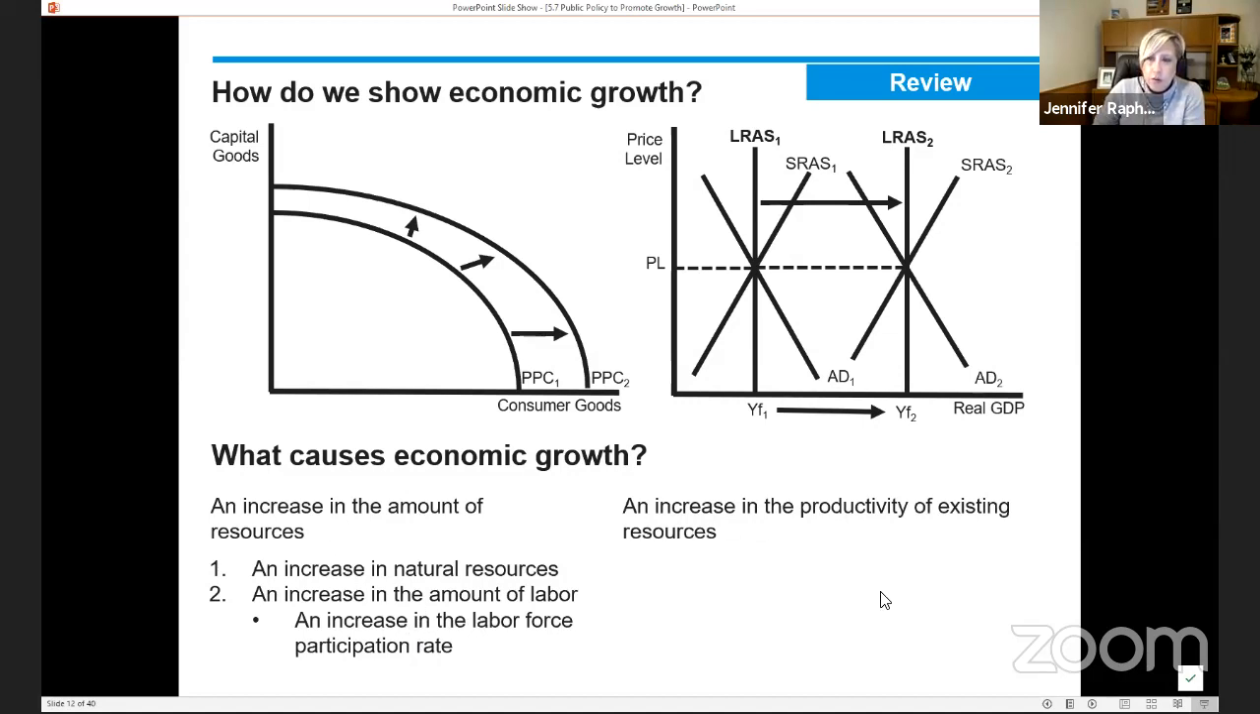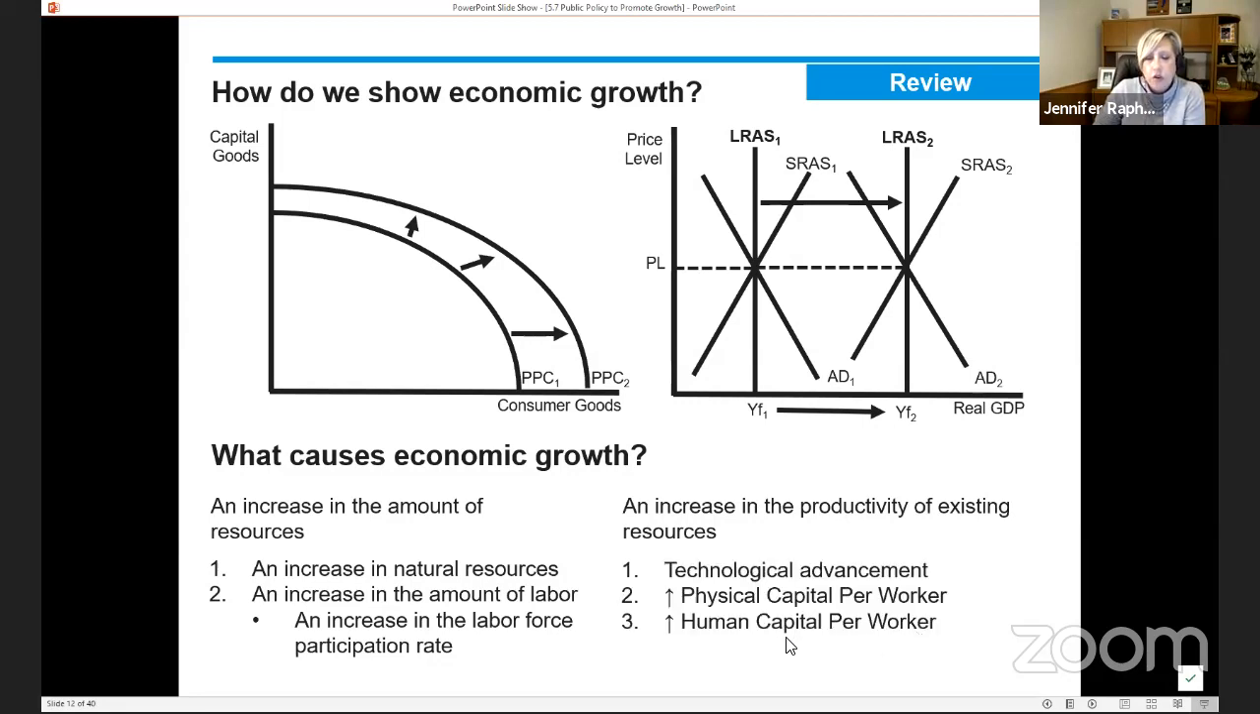Now, we learned about productivity last night when Mr. Romano explained the production function, and you learned that increases in technology or technological advancement, increases in the amount of physical capital per worker, and increases in human capital all increase the amount of output a given worker can produce. So increases in the productivity of existing resources is a major driver of economic growth as well. So really the goal of this lesson is to figure out what kinds of government policies influence this or this. And that's how we can connect public policy with economic growth.